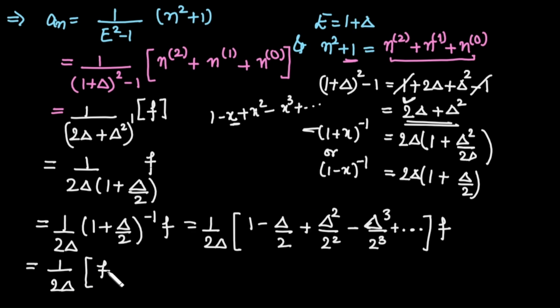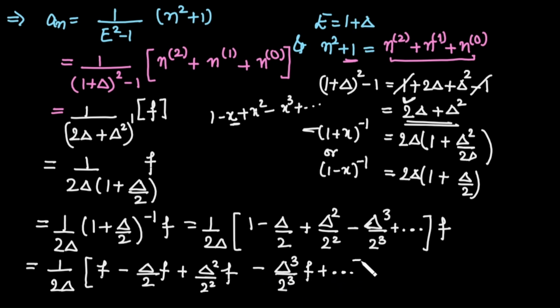We have f minus delta by 2 into f plus delta square by 2 square into f minus delta cube by 2 cube into f, and so on. Now what is the value of f? F is basically n raised to power 2 factorial polynomial plus n raised to power 1 factorial polynomial plus n raised to power 0 factorial polynomial.